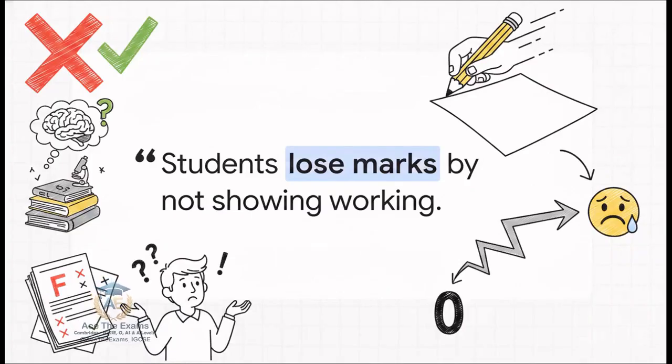Just take a look at this. "Candidate lost all marks despite correct final answer." Ouch, right? That is a direct quote from the Cambridge Principal Examiner report. Imagine doing all that grinding, memorizing the biology, getting the final answer perfectly right, and then walking out with 0 marks just because you failed to show your working. It's an absolutely painful reality for thousands of students every single year. And that is exactly what we're going to fix in this explainer.